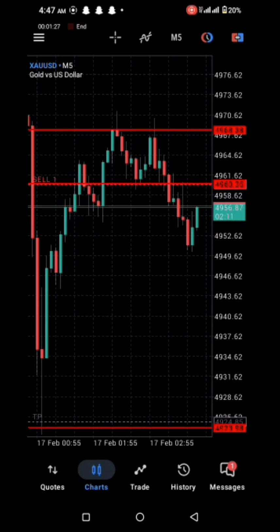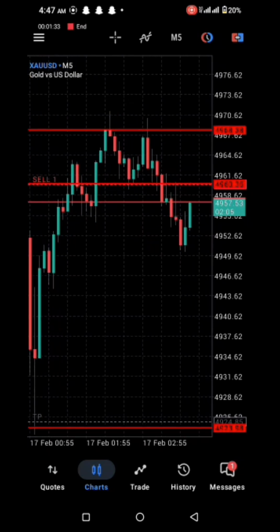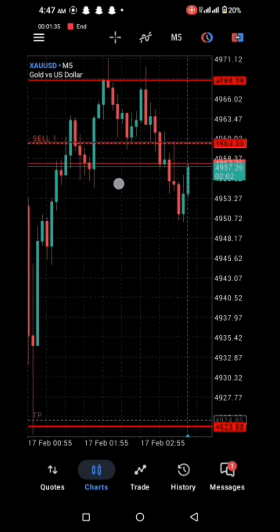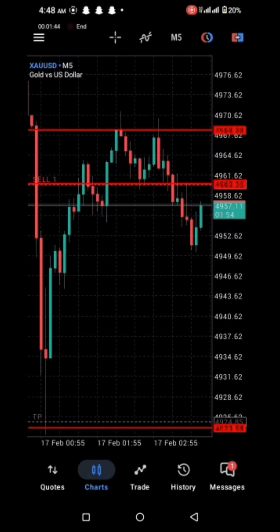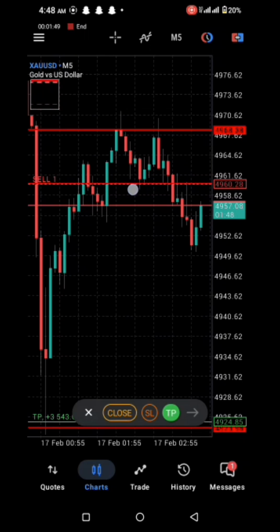When it broke out of the double top, see this horizontal line I drew here, it broke out of it. Now it retested, broke out of it, and went down. Then it is now trying to retest that double top, this horizontal line it broke out from.